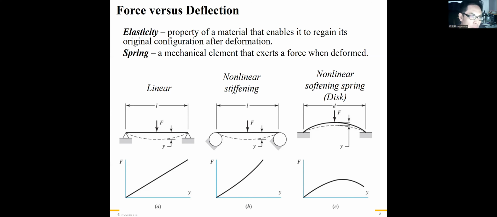That means any component or beam subjected to a stress, after the stress is released, the dimension will return to its original one. So we can model this as a spring. A spring is a mechanical element that exerts a force when deformed, right?